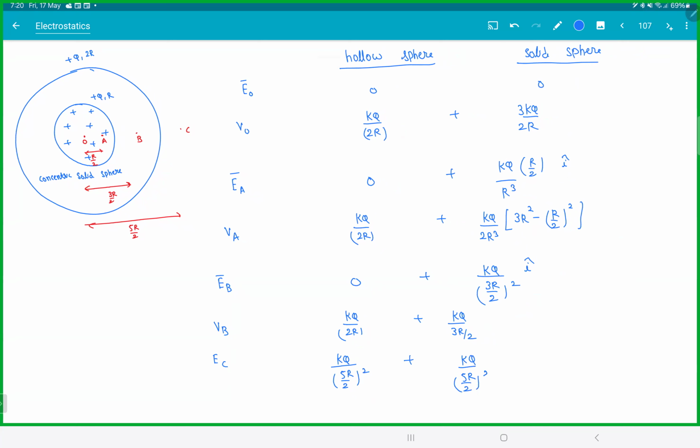So it is outside for both of them. Potential also will be kq by 5r by 2. Outside is the easiest one. The one thing you should know is whether the point is inside or outside, and use the appropriate formulas, and you're done.